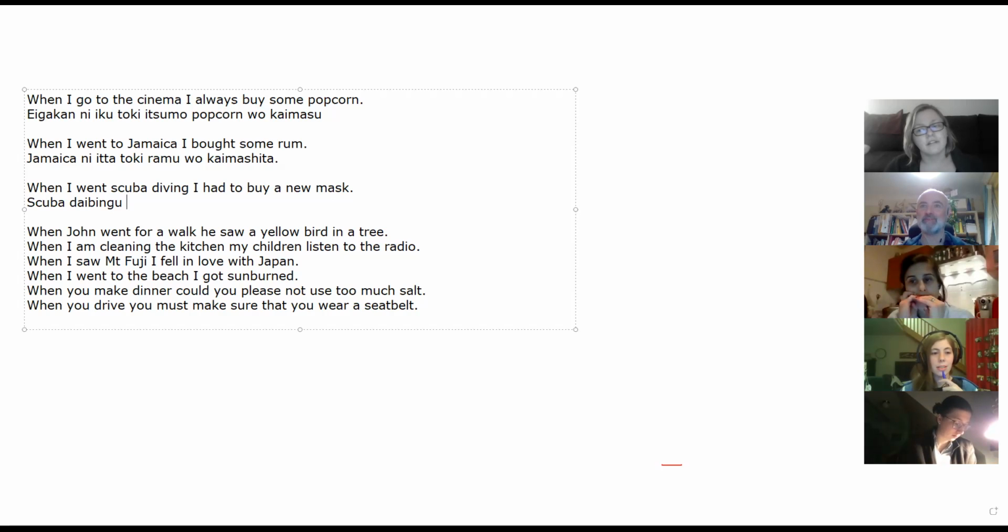Is that just an escape plan from this exercise? No. I was thinking that maybe while I was scuba diving, I had needed a new one. So after the activity, I went to buy some. Oh, that's good. Okay. Scuba diving. Okay, one more time, Kelly. Scuba diving ni itta toki, atarashii mask. So you just put mask. You don't need "no" mask. No mask.